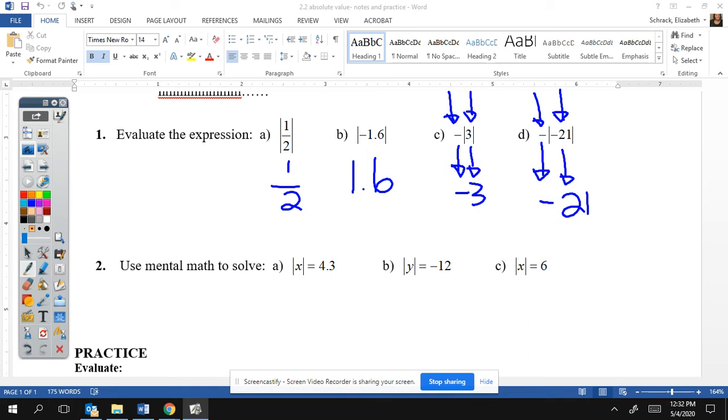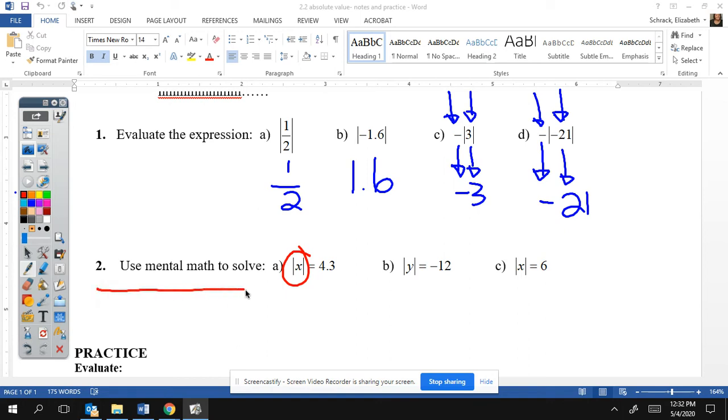Okay, number 2, there's a second part to this today, and this is using mental math to solve. So what this is saying is, what number or numbers can fit in place of X to make this statement true. So number 2 says, what number or numbers are 4.3 steps away from 0 on the number line?